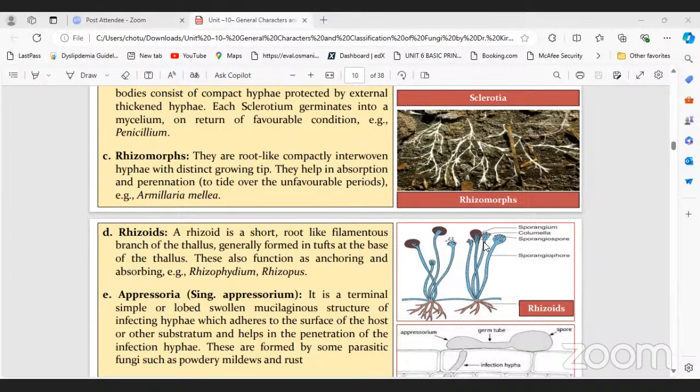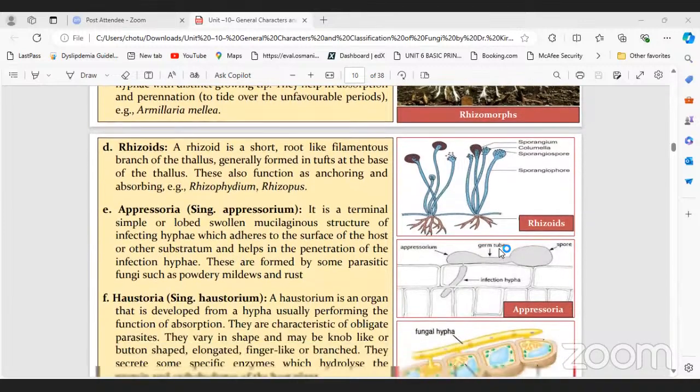Rhizopus, Rhizophidium. Very important. You can observe in bread mold, in that part, this is coming to the appressoria. What is another one? Appressoria. The singular is Appressorium. Many are there, appressoria. Okay. Appressorium. See, you can observe all are infection.